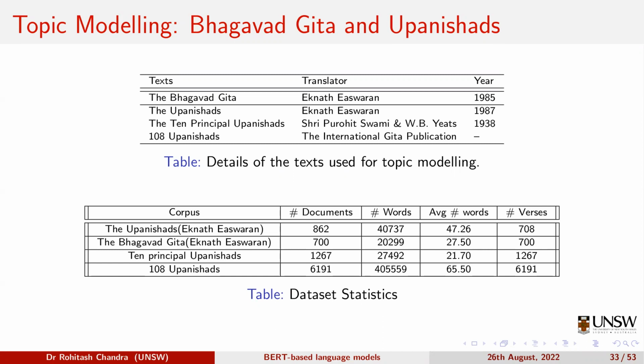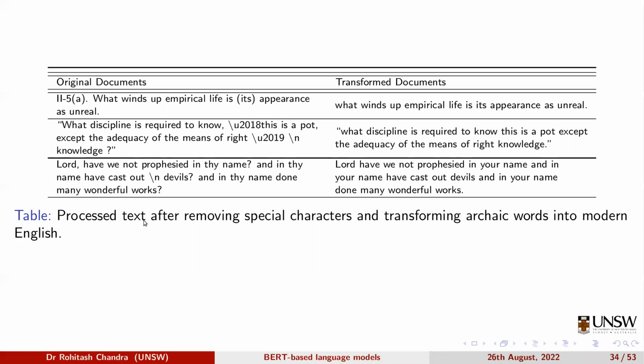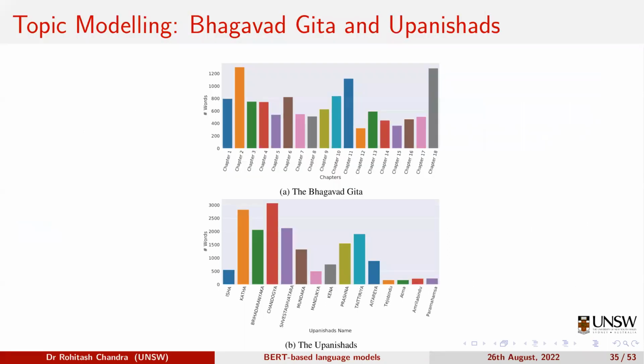So the number of words, documents, and verses are given there. As you can see, the 108 Upanishads have 405,000 or so words compared to the Upanishads, which is just 40,000 words. So it's about 10 times more. The Upanishads here means the 12 principal Upanishads from the 108. So we process them from original to transformed, and we see the different chapters and the number of words. These are the key Upanishads that we are looking at first.